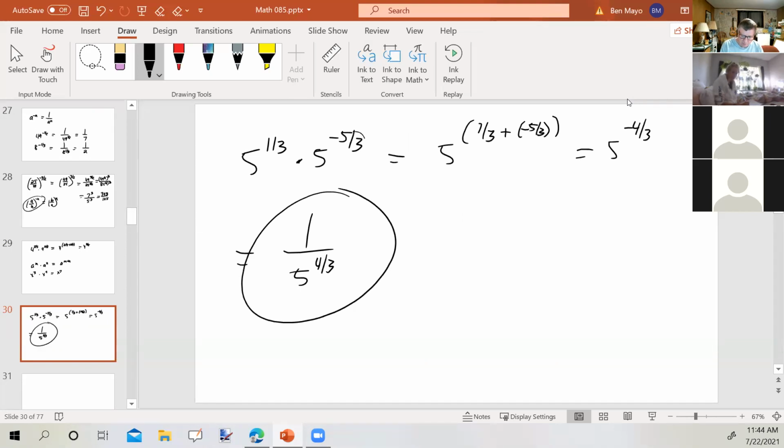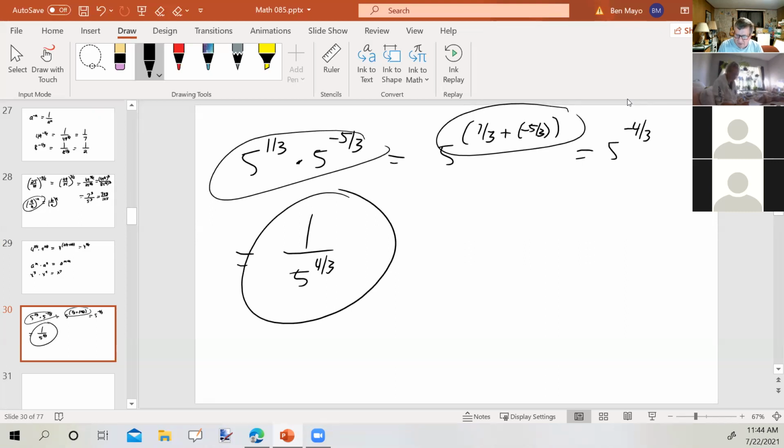So what did we do? We're multiplying two powers with the same base, so we added the exponents to get that. But then we rewrote this by taking the reciprocal of the base and changing the sign of the exponent. So a couple of different rules there.